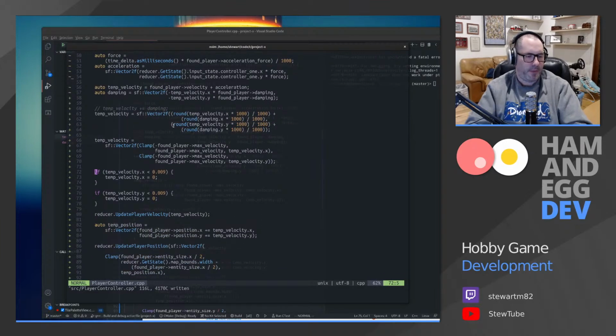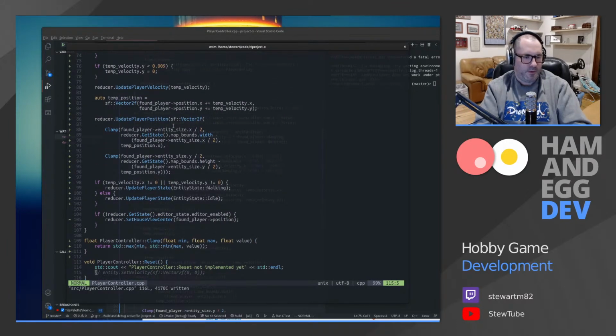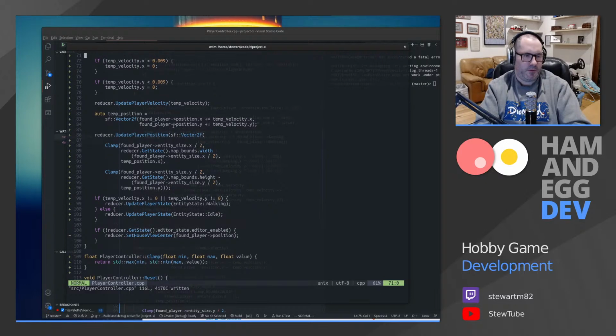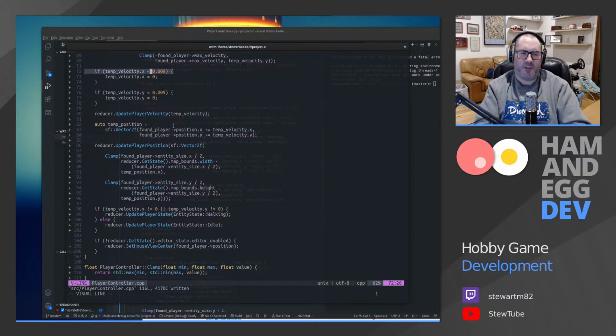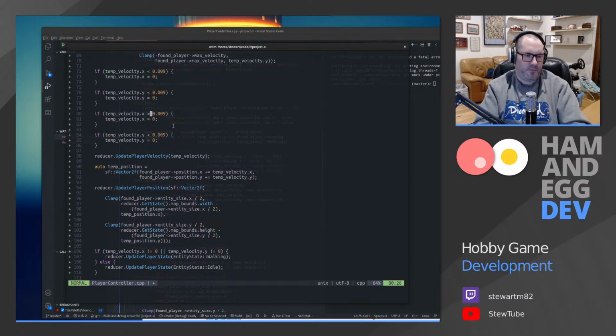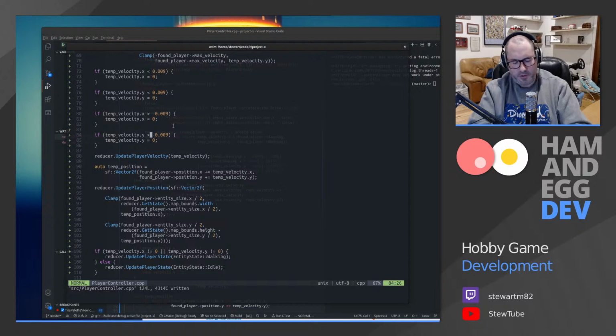Regardless, so saying if it's not 0 walking. Okay, so that's if either of them aren't 0. See, I would have thought that'd be fine. Maybe because it doesn't get zeroed going back the other way. Try that maybe.